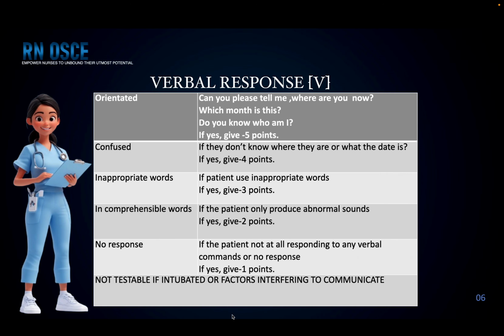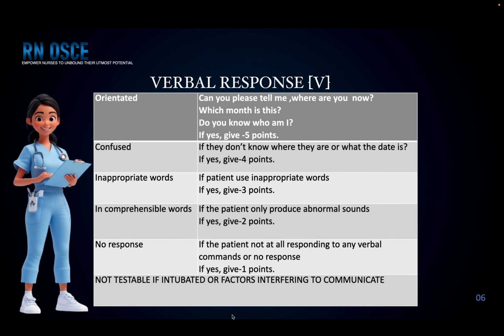If not, only the patient produces abnormal sounds, not using any words, only sounds that the patient is producing, we can give 2 points.